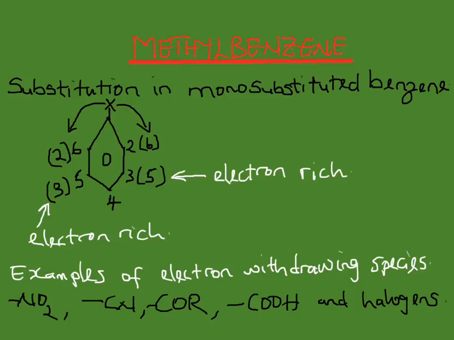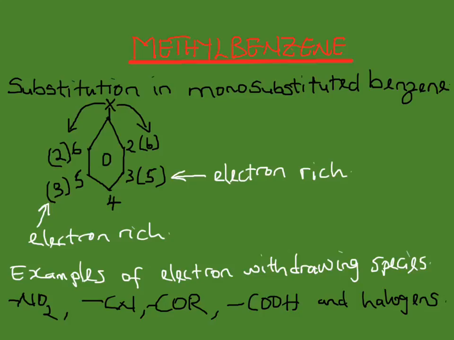The electrons are mostly withdrawn from 2 or 4 positions of the benzene ring, rendering the third position relatively richer in electrons. That is, when electrons are withdrawn from the 2 and 4 positions of the benzene ring, it renders the third and fifth positions relatively richer in electrons.